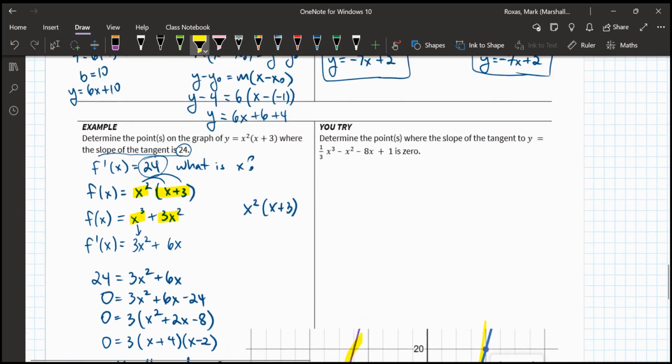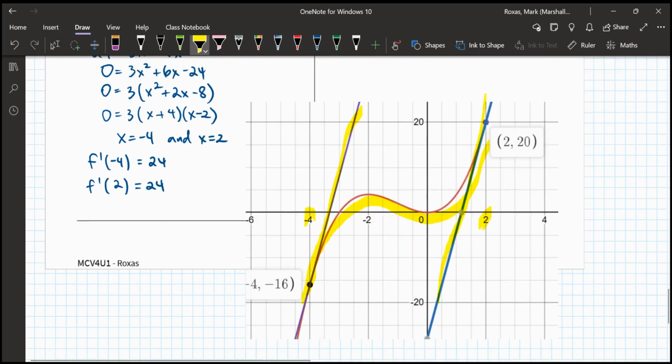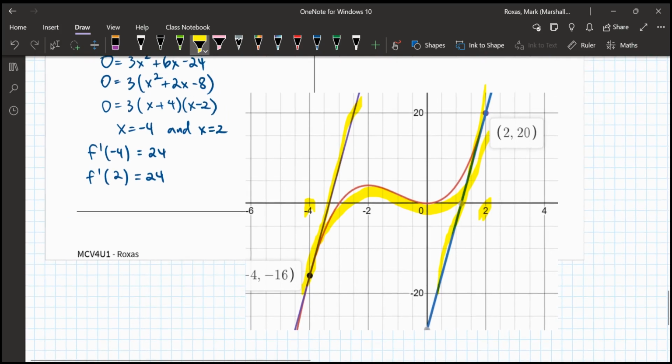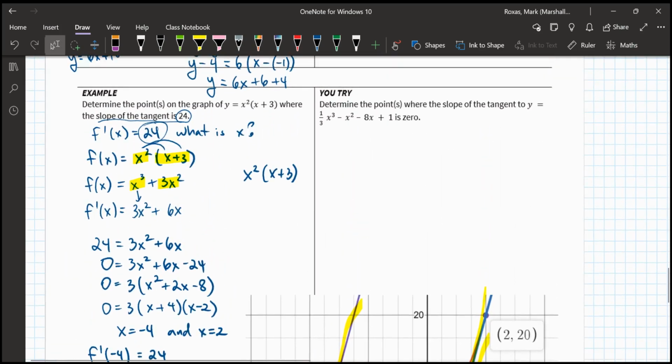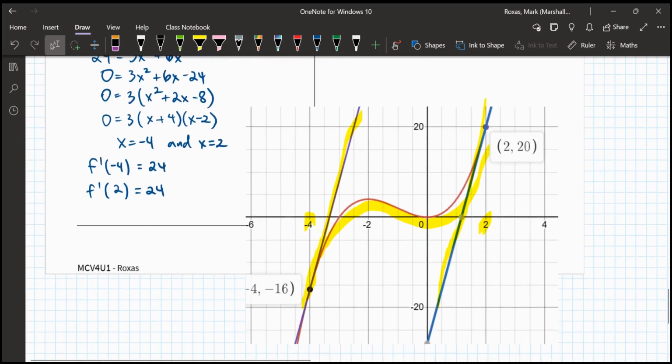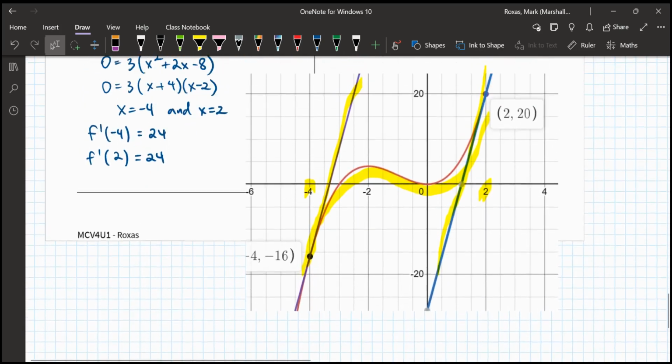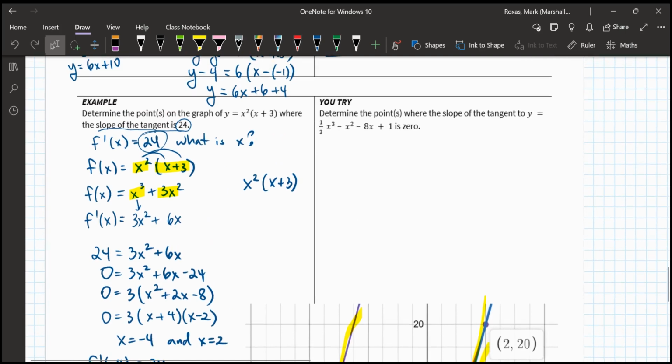If there are any domain restrictions, then maybe I wouldn't include one of these solutions, perhaps. But there are no domain restrictions. Any x value is valid. So we found 2 of them. So that's that question.